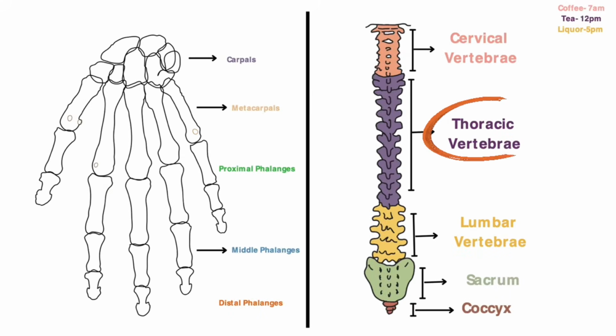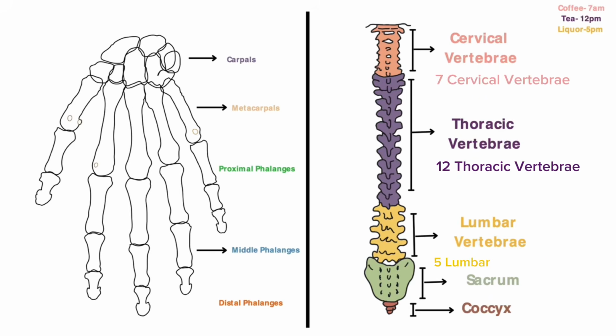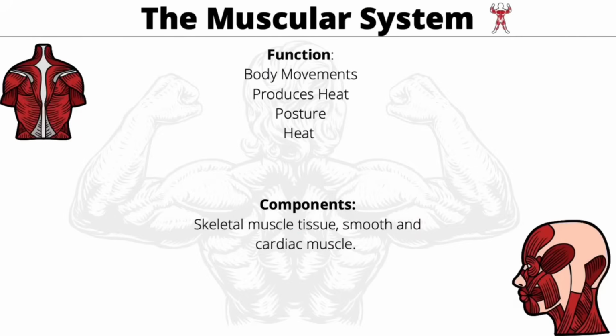Now, we have the thoracic vertebrae, which is composed of 12 bones. The lumbar vertebrae is composed of 5. Now, the mnemonic that helps you to remember the bones contained in each region: having coffee at 7 a.m. That's what you do, right? And then we have tea at 12 p.m. for lunch. And then we have L, liquor, for the lumbar region. We have that at 5 p.m. That'll help you remember the bones that are in each region. But then we have our sacrum that's below the lumbar vertebrae, and then our coccyx, which is basically the tailbone.